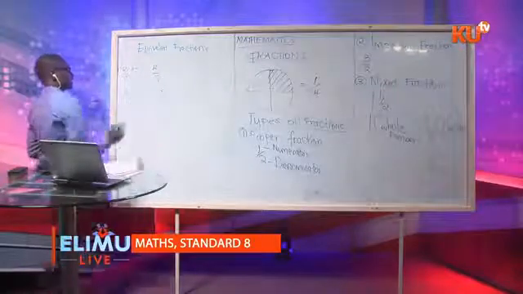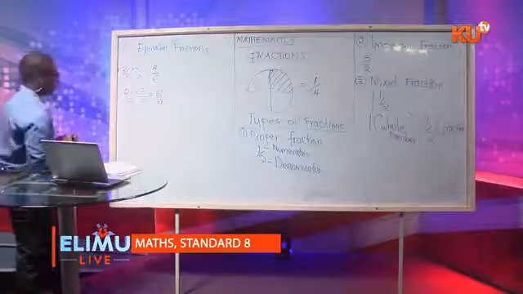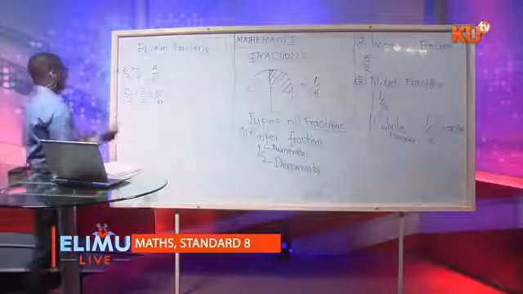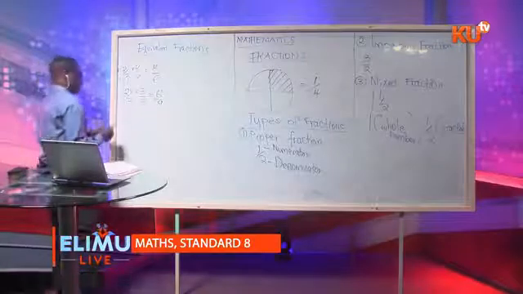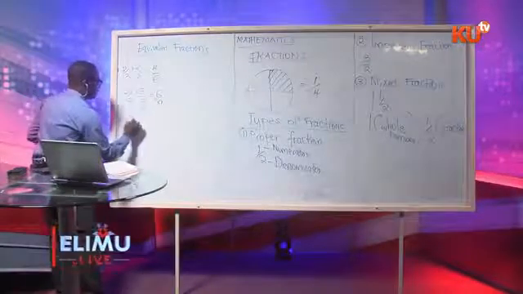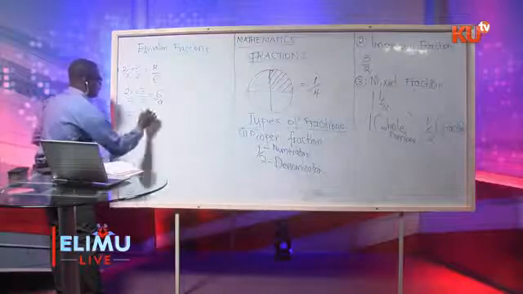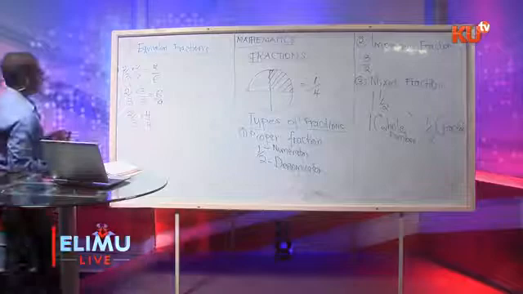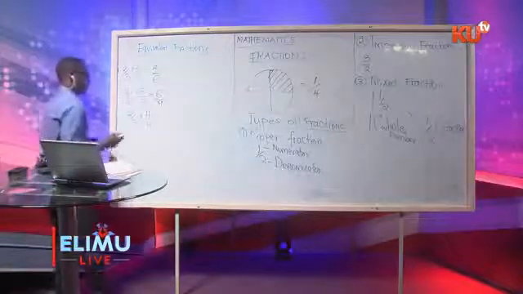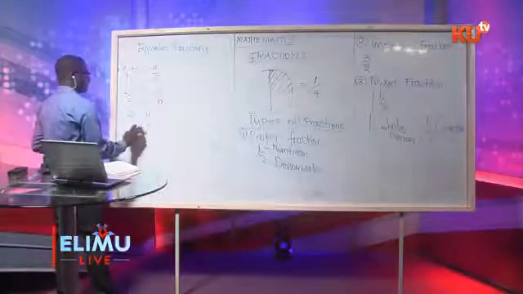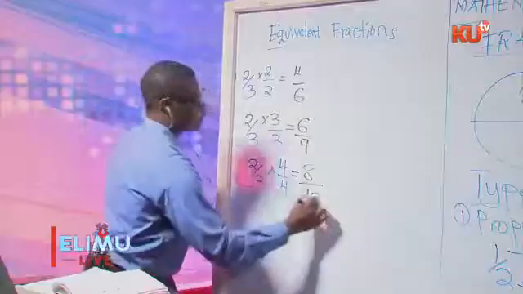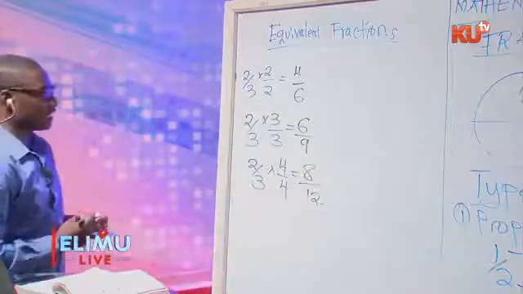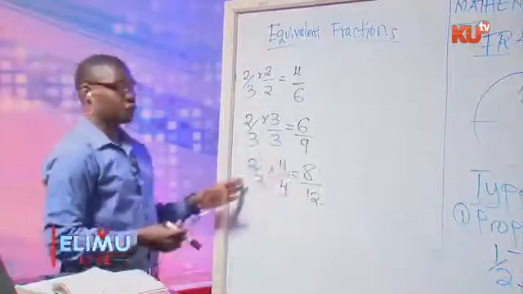So 6/9 is another equivalent fraction. So let's look at the last equivalent fraction of 2/3. So we have 2/3, you can multiply by 4/4. So these are equivalent fractions. So 2 times 4 is 8, and 3 times 4 is 12. So 8/12 is an equivalent fraction of 2/3.